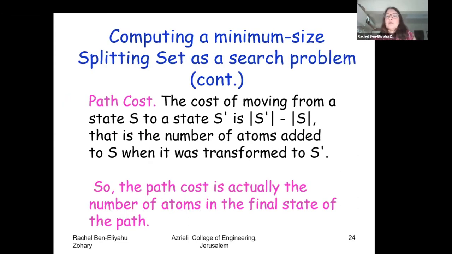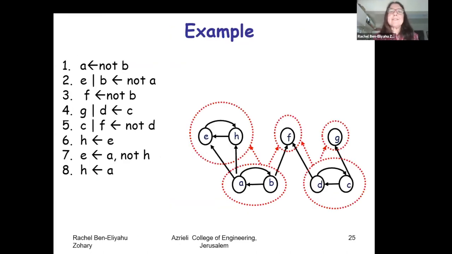In addition, since we want the minimum size splitting set, we are going to have a price for the arcs in the search state. So the cost of moving from a state S to state S prime is the number of atoms that we added. So actually, the path cost is the number of atoms in the final state of the path. Since we are using uniform cost, we are going to have the goal state with the minimum cost of path, which is the minimum size splitting set.